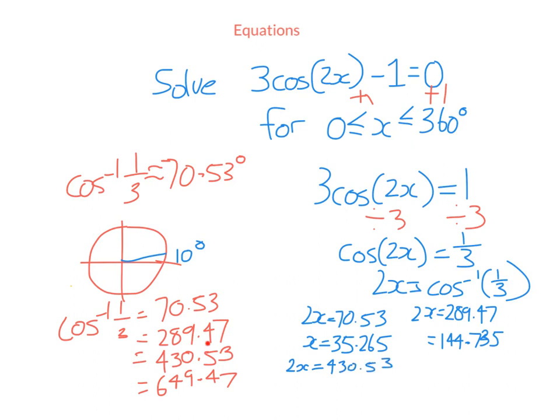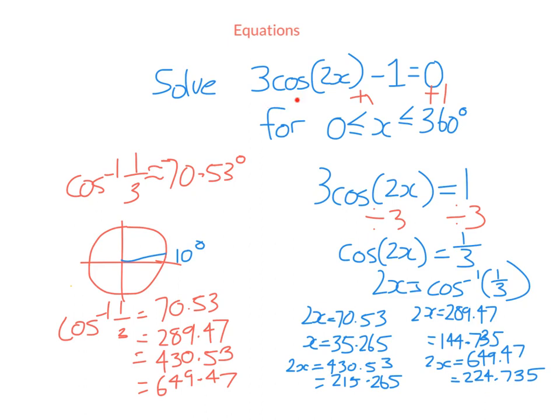Because even though this is more than 360, when I divide it by 2, I'm going to get 215.265. That is between 0 and 360. I also need to solve 2x is 649.47. So dividing that by 2 gives me 224.735. So these are all the possible solutions for x. And I know that there will be no more.